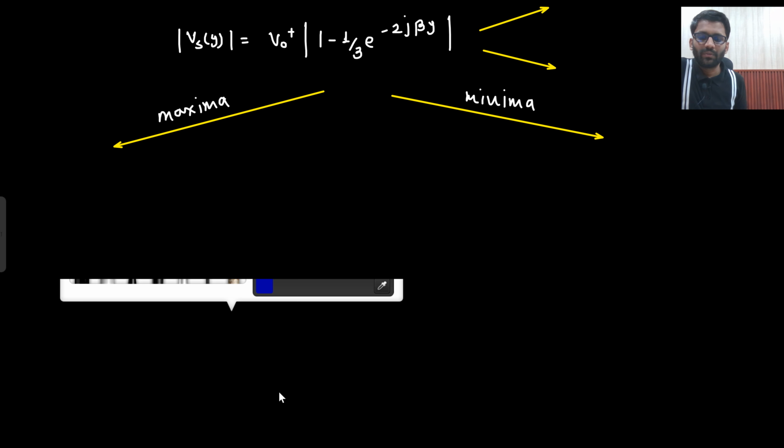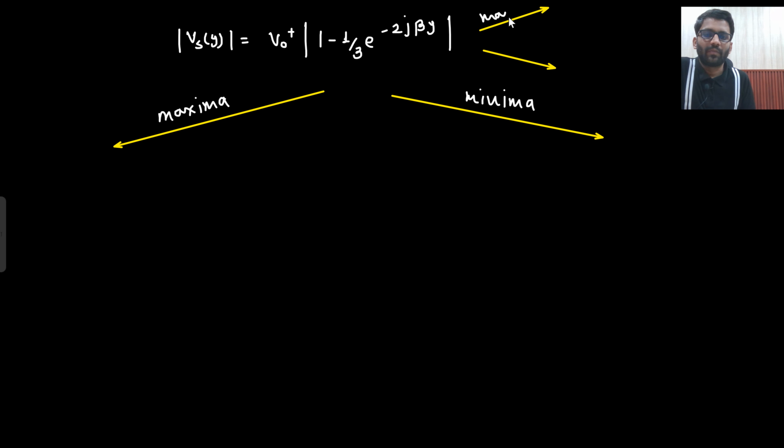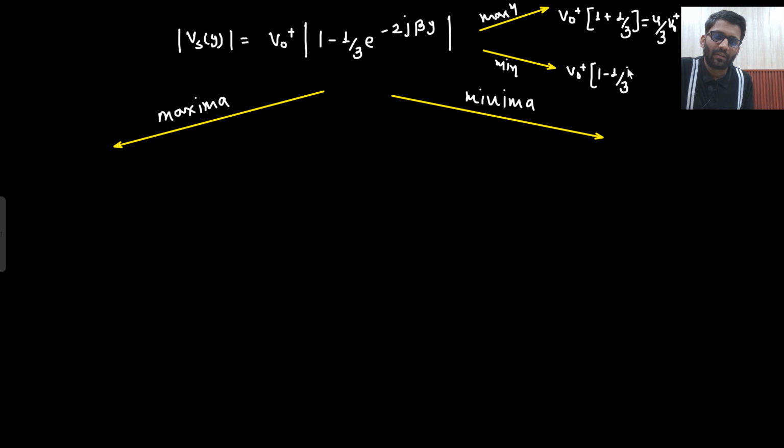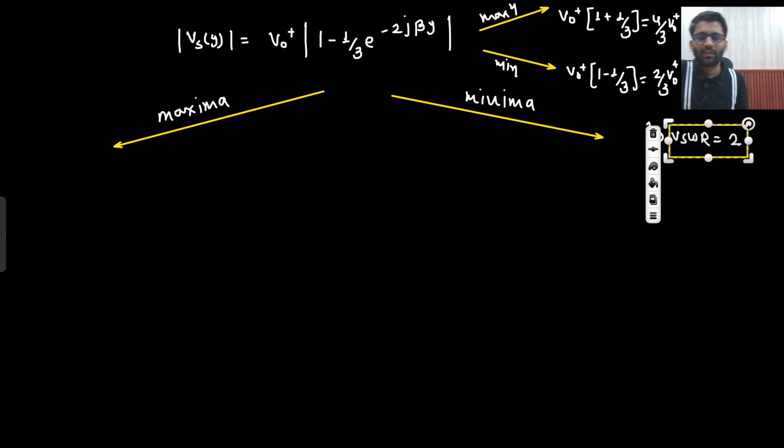So what is the maximum value? Maximum value and minimum value. For the maximum value, plus would come. So V0 plus times 1 plus 1 by 3, that would be 4 by 3 V0 plus. And for the minimum value, minus would come, or that would be 2 by 3 V0 plus. From here, if you find the voltage standing wave ratio, what is it coming out to be? 4 by 3 divided by 2 by 3. That is 2 only. Okay.